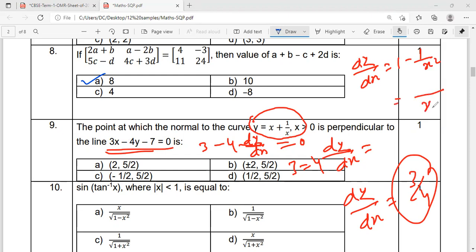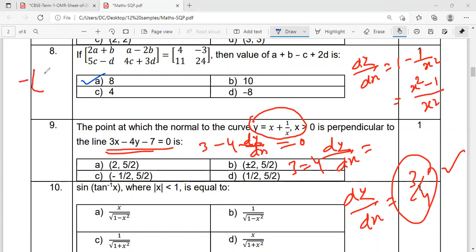Which comes out to be x squared over x squared minus 1. This is the slope of the tangent to this curve. But he's saying the point at which the normal to the curve is perpendicular to this line. So we need to find the slope of the normal, and the slope of the line is given over here. If the slope of the tangent is this, the slope of the normal would be its negative reciprocal.